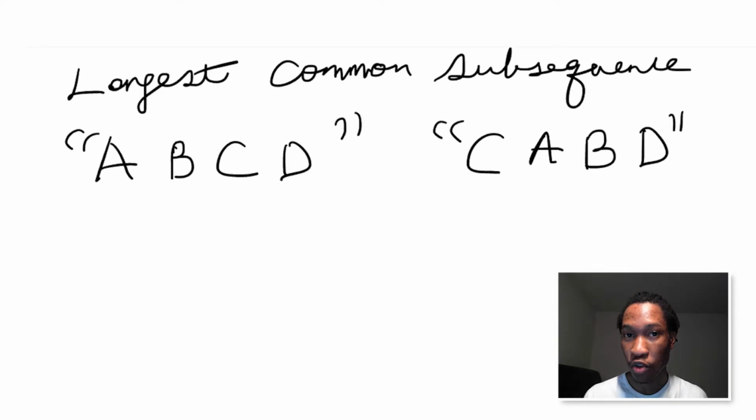So here we have two strings, A, B, C, D, and C, A, B, D. However, every string in itself is made up of an empty string. It may not be visible, but every string has an empty string. What do I mean by that? Let's open up the JavaScript console.